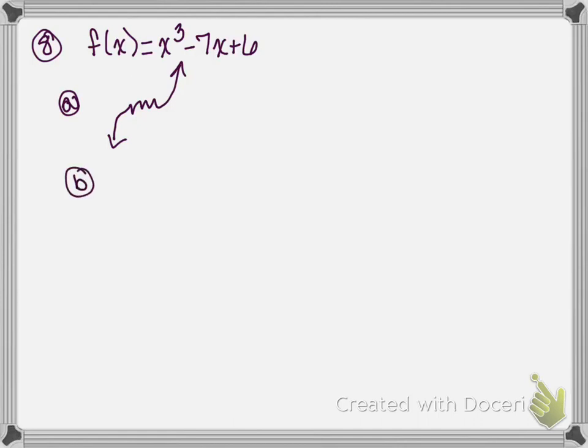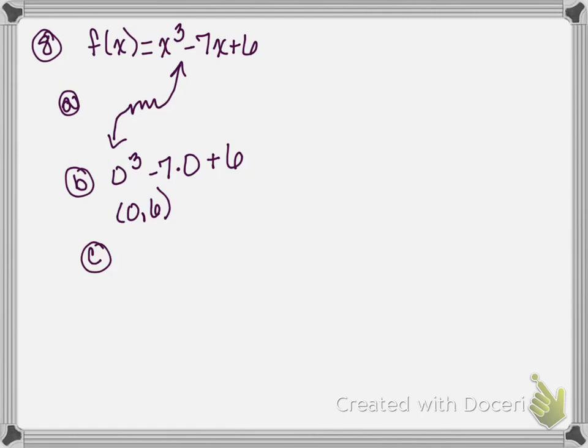Okay? Now, part B says the intercept of the function. So to find the intercept of the function, I plug 0 in for x. So I would have 0 to the third minus 7 times 0 plus 6. So my y-intercept is 0, 6. Good job.